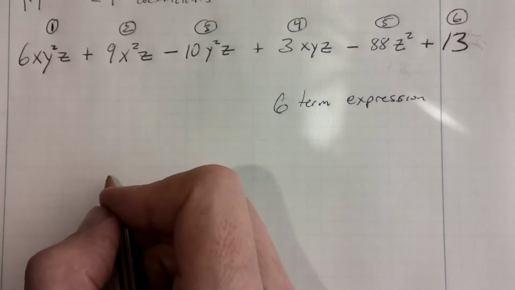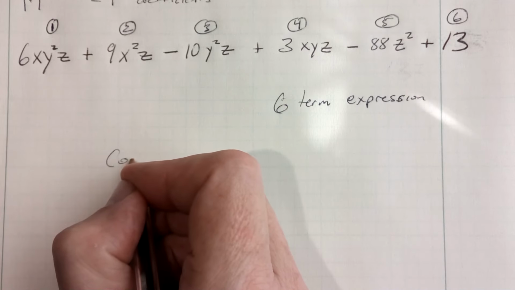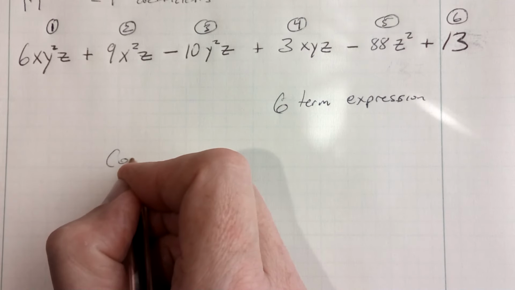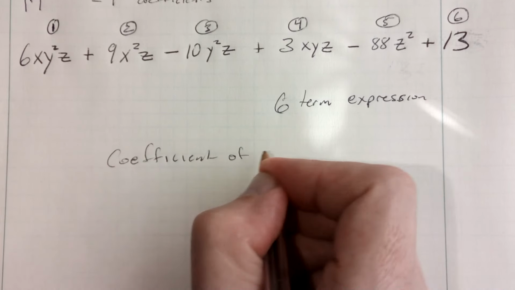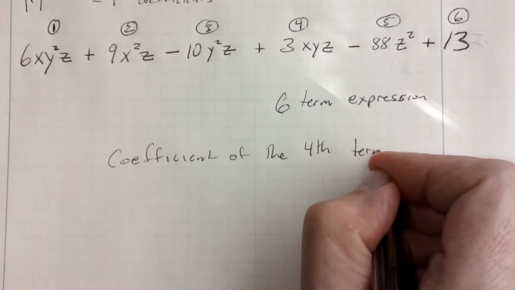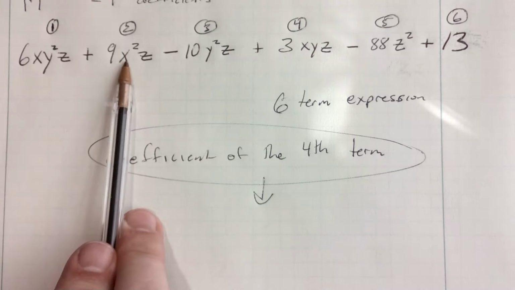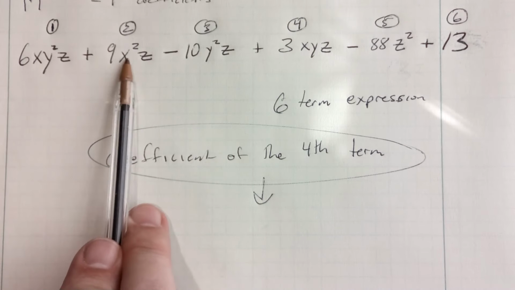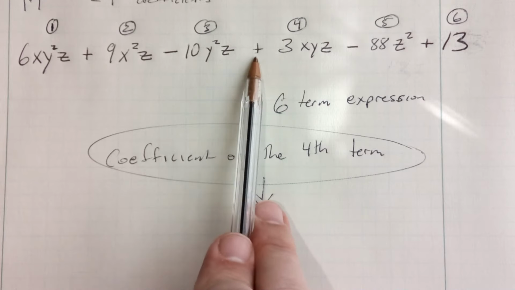So if I wanted to know the coefficient of the, actually I want to change that to the 4th term. You got to make sure that you count out 1, 2, because you're doing it from left to right. First term, second term, third term, fourth term. This is the 4th term. Its coefficient would be a positive 3.